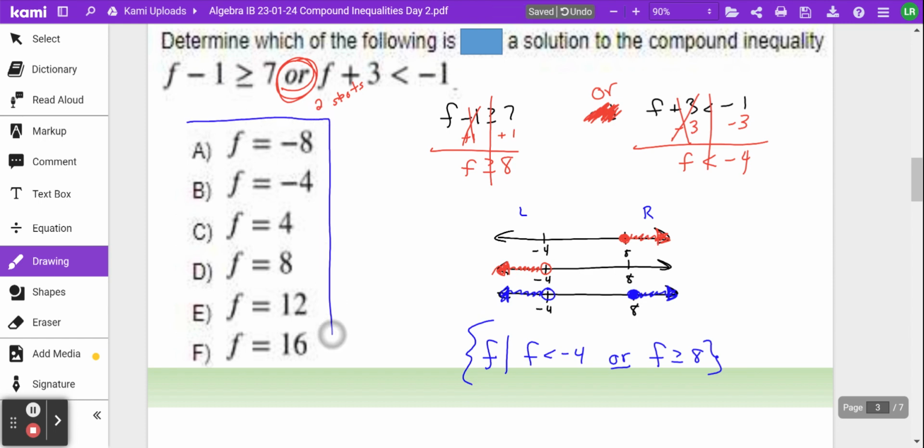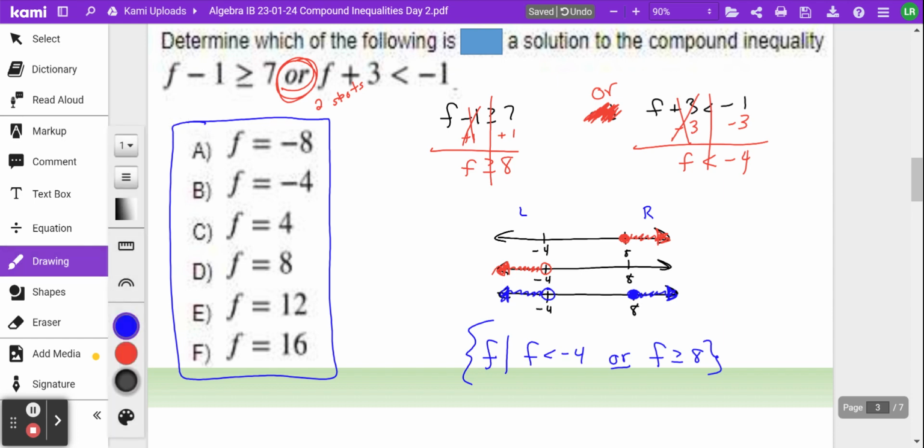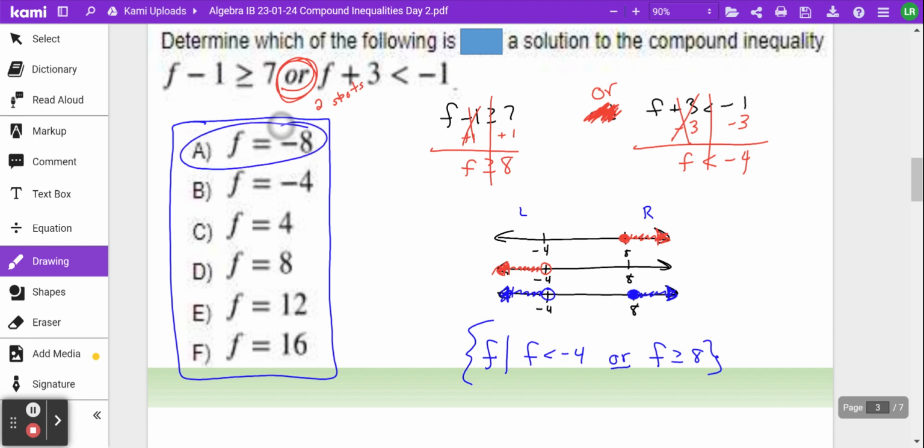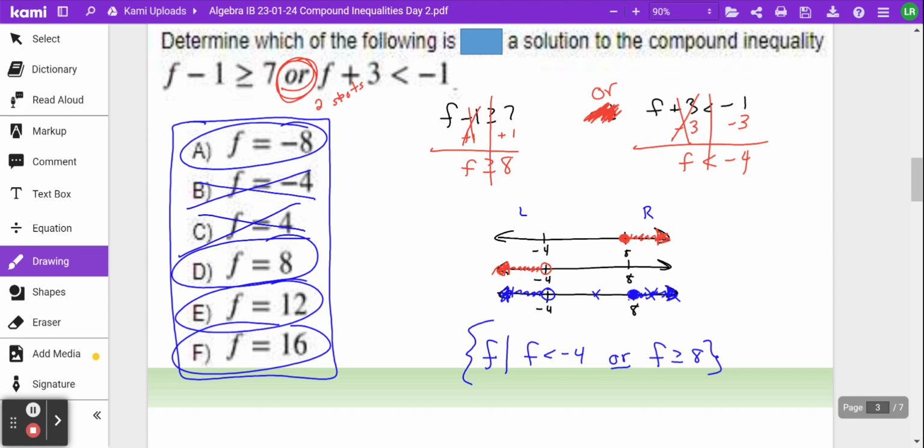Now, which of these are solutions? So we can use our graph to help us. Negative 8's over here, so that's a solution. Negative 4, that's an open dot, so it is not a solution. 4 is in the middle here. That is not a solution. 8 is a closed dot, so that is a solution. And then 12 and 16 are out there to the right, so those are both solutions. So it'd be A, D, E, and F are the ones that are solutions for that particular one.